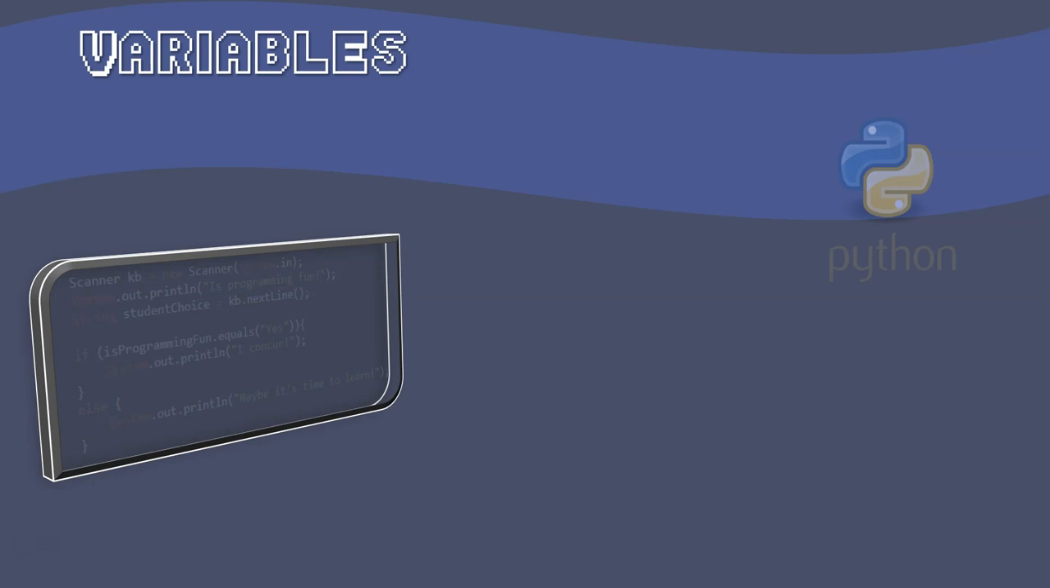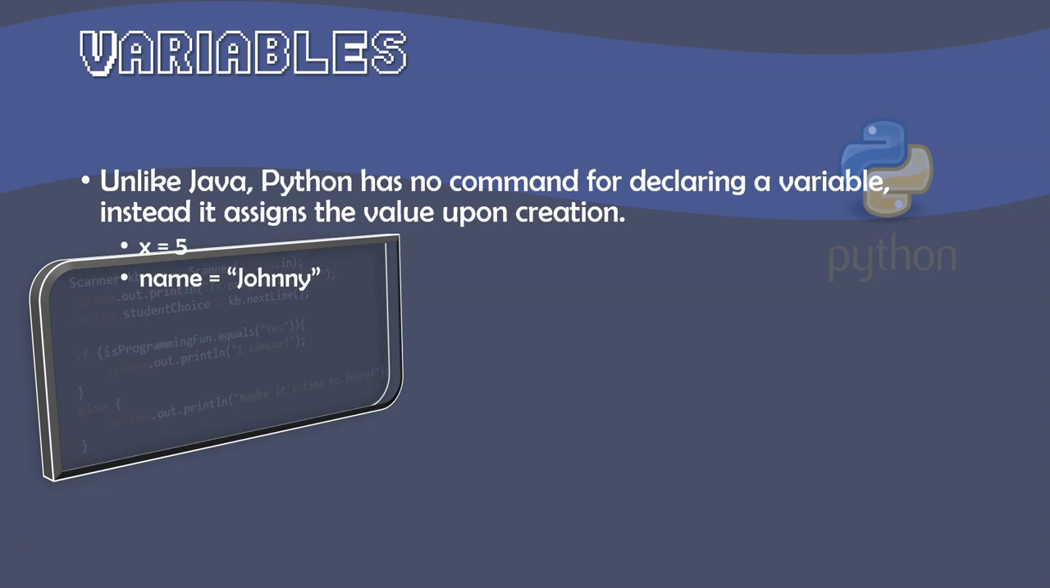Now let's actually take a look at variables, and then we're going to look at this in our IDE to see how we can start using some of these things. So unlike in Java, Python has no command for declaring a variable. Remember, in Java, we always say it's type name equals a value. Well, in here, you'll just see that it assigns a value upon that variable's creation. So if I have a variable named x, I set equal to 5, and that variable's ready to go.